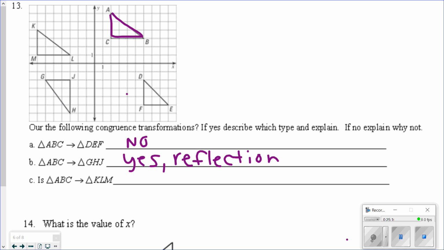And then lastly, ABC to KLM. KLM is here. Are these congruent? Yes. And how could you transform this? It would be from a translation, just a slide.